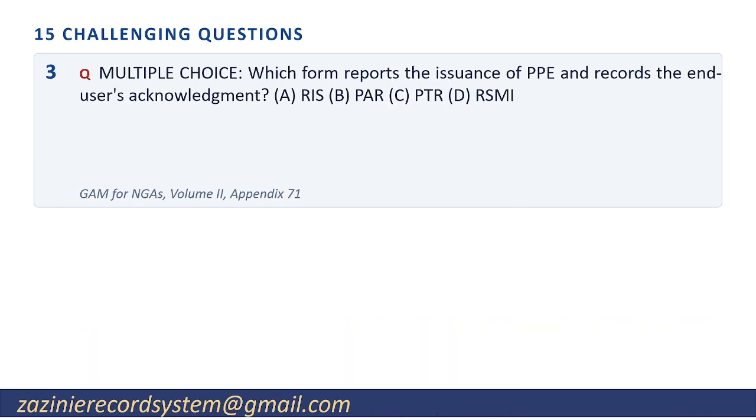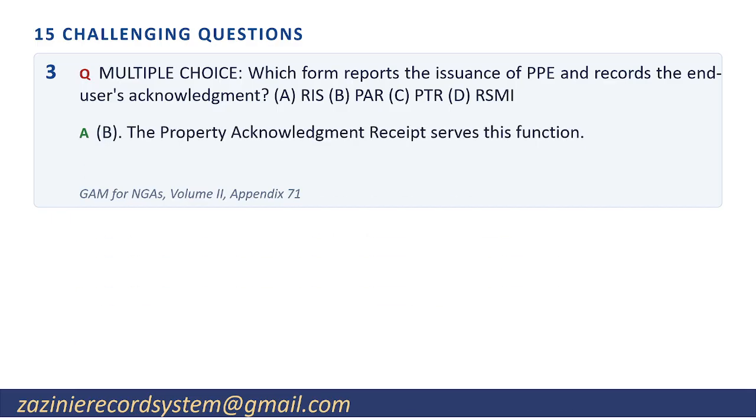15 challenging questions. Number 3. Q. Multiple choice. Which form reports the issuance of PPE and records the end user's acknowledgement? A. RIS. B. PAR. C. PTR. D. RSMI. B. The property acknowledgement receipt serves this function. Next slide.